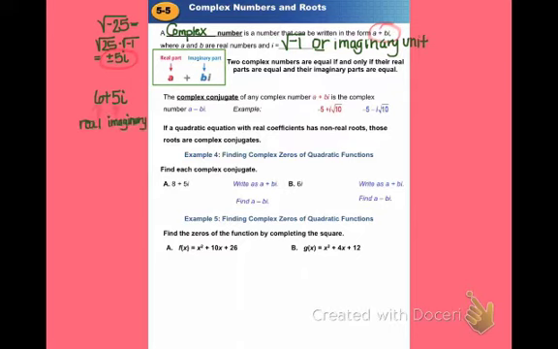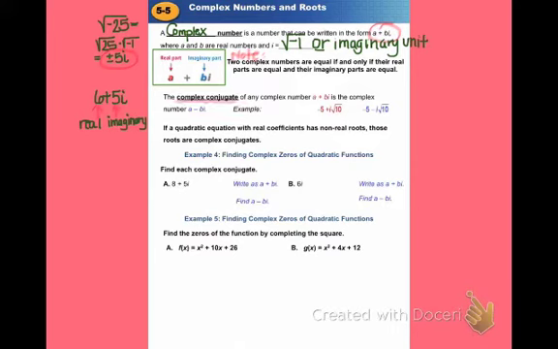On a side note, this is a little note I want you to pay attention to. It says two complex numbers are equal if and only if their real parts are equal and their imaginary parts are equal. Each of those parts has to be exactly the same to be equal, which makes sense. For two things to be equal, they would have to be the same.